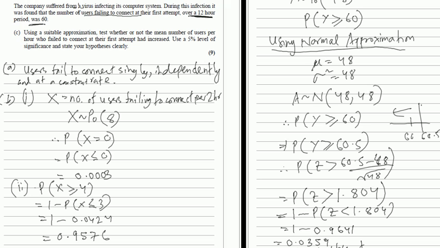So the context was, the company suffered from a virus infection. During this infection it was found that the number of users per hour who failed to connect at their first attempt has increased. Yes, the number of users who fail to connect has increased.